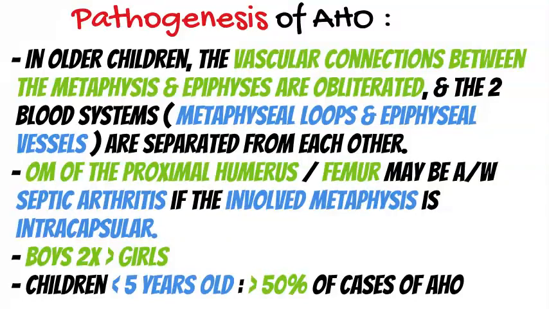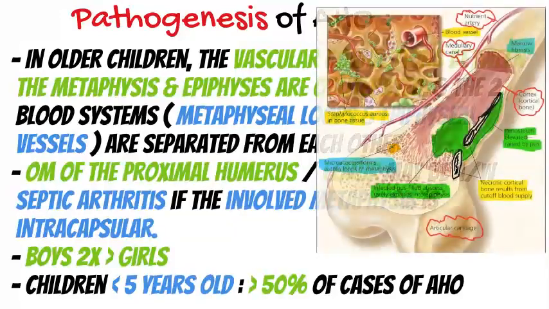Boys are twice as likely to be affected as girls, and children less than 5 years old account for more than 50% of cases of acute hematogenous osteomyelitis.